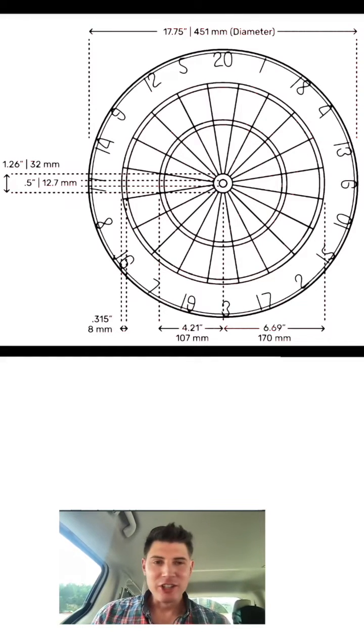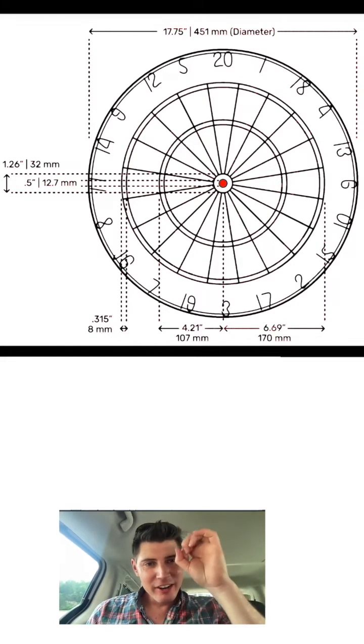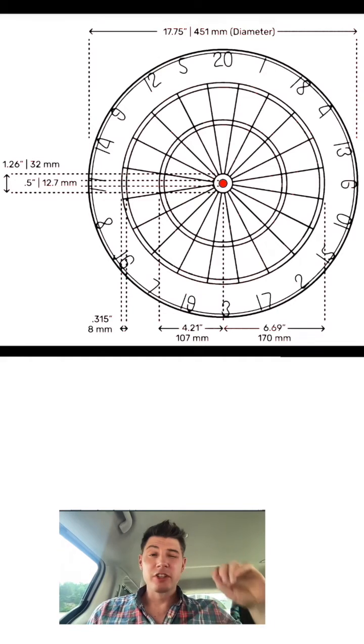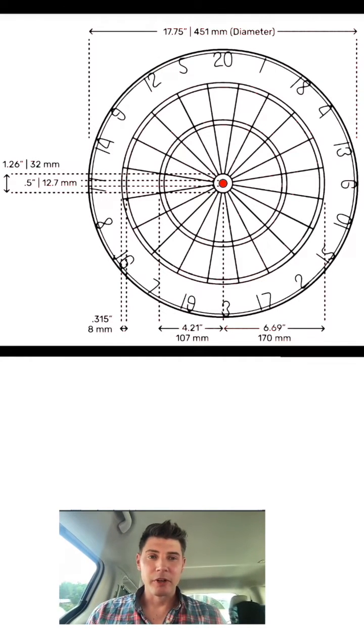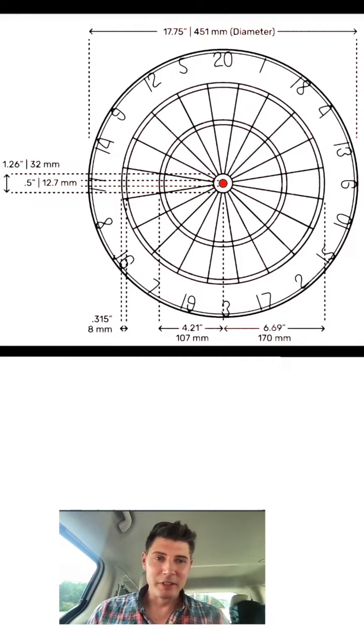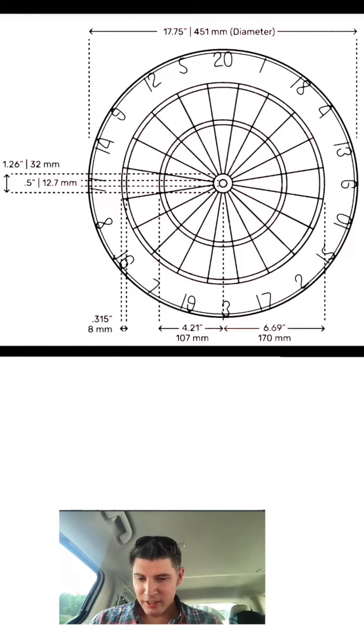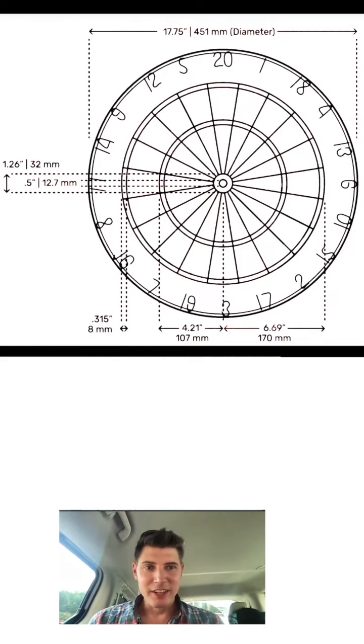Hey guys, so I was looking at a dartboard and I was wondering what is the area that the bullseye takes up? If I were to just randomly throw a dart at a dartboard and it could hit any spot with equal probability, what is the probability that I hit the bullseye? Here's a schematic. I'm going to use this to get all the dimensions of it.